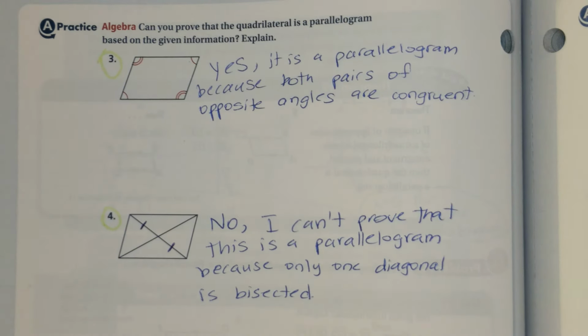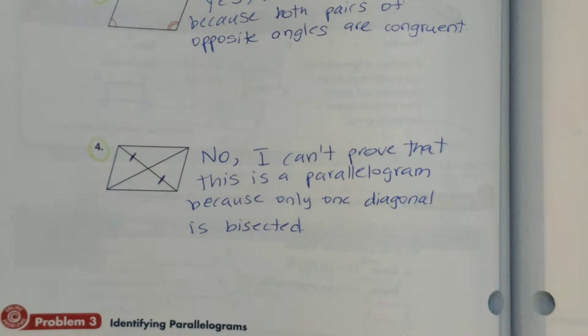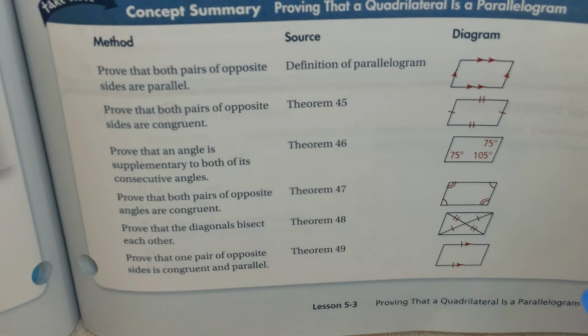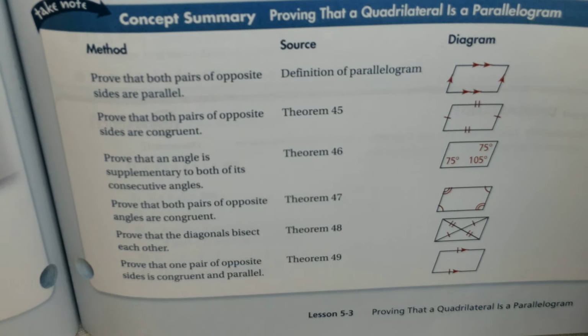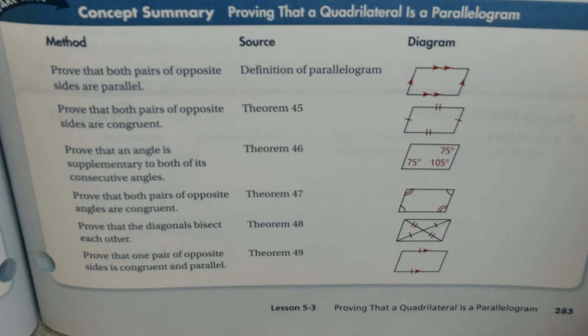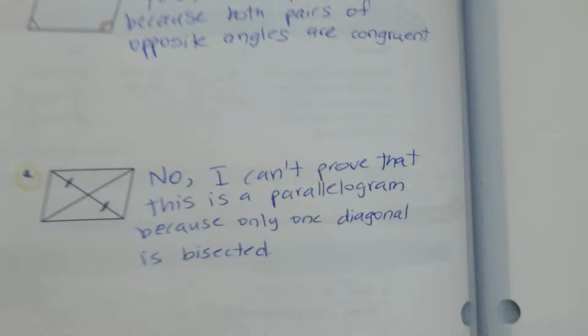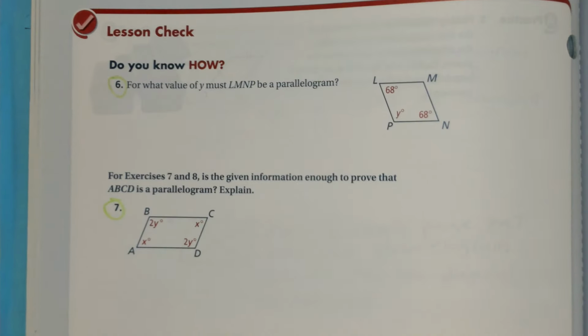Okay, so again, pause if you need to finish writing that down. I'm going to just show you real quick. This is the concept summary that we copied in the notes. So this is all the reasons, again, all the methods and the diagrams. So you can also look back at it right here on page 285. All right, and then we have just a few more problems to practice. So page 286.